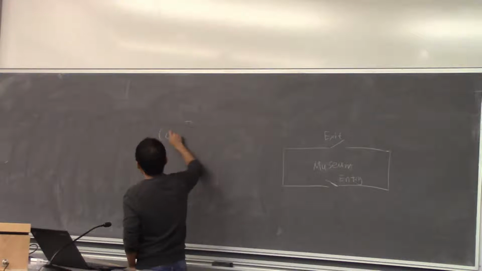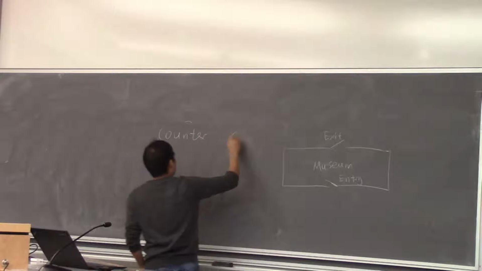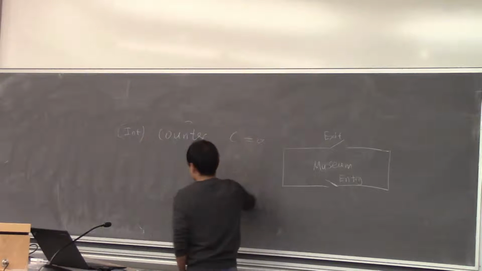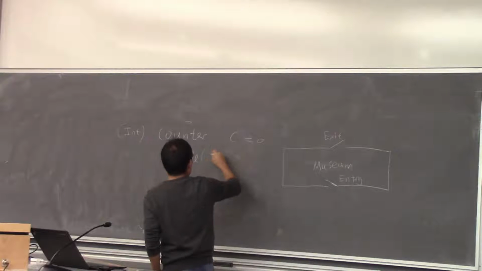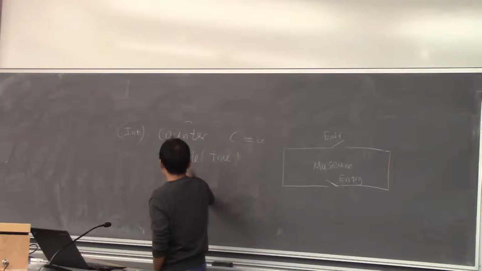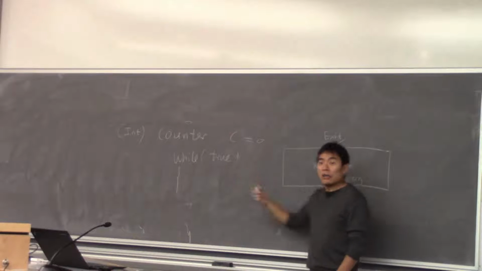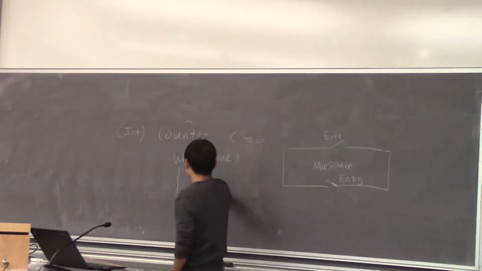My program is something like this. Counter C, which is supposed to be an integer, initially 0. Then I just do a while loop, right? And inside the while loop, I wait for 2 signals, right? So I wait for signal.